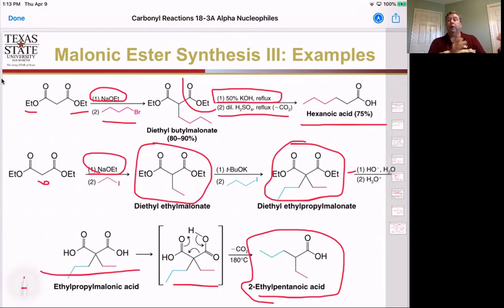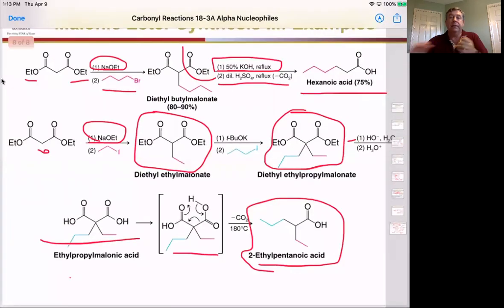Okay, so if we want to do one, we can use a weaker base like alkoxide. If we want to do 2 substitutions, we can actually do them symmetrically or unsymmetrically, because we do it stepwise, first with that alkoxide and then with the t-butoxide for the second step. Okay, and that completes this section.